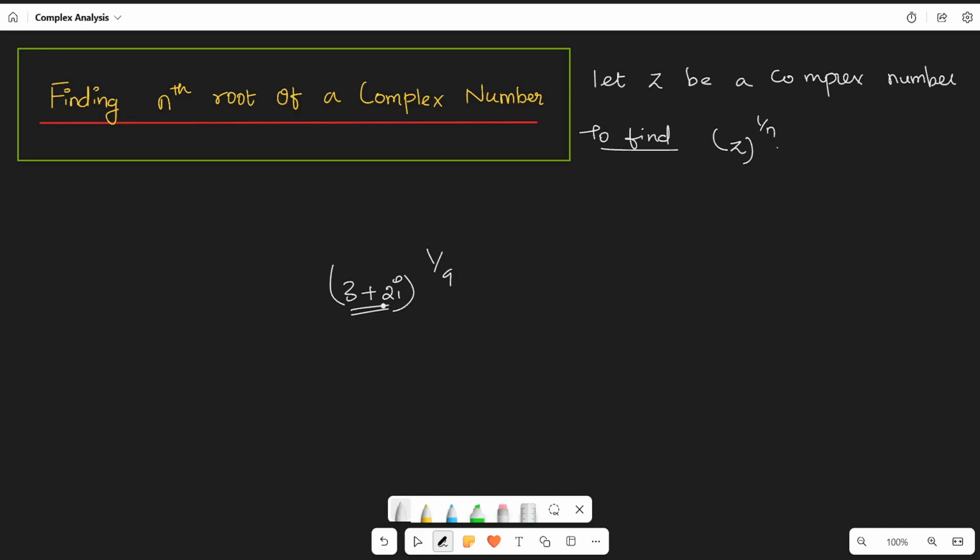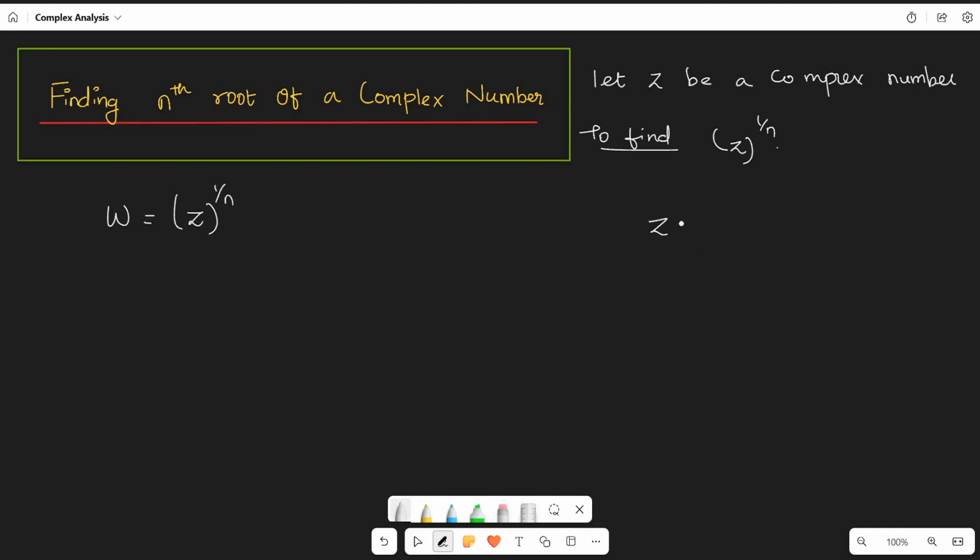You would have studied about finding the nth root of unity. In that case, you will have 1 power 1 by n. Now here I am giving you the general proof for the nth root of any complex number. So for that I have considered a complex number z. We need to find what is z power 1 by n. Now I'll consider omega is equal to z power 1 by n.